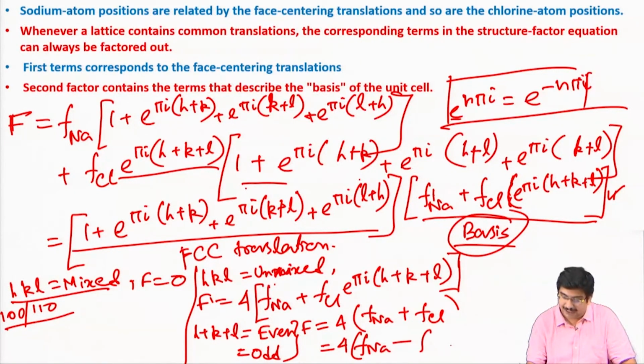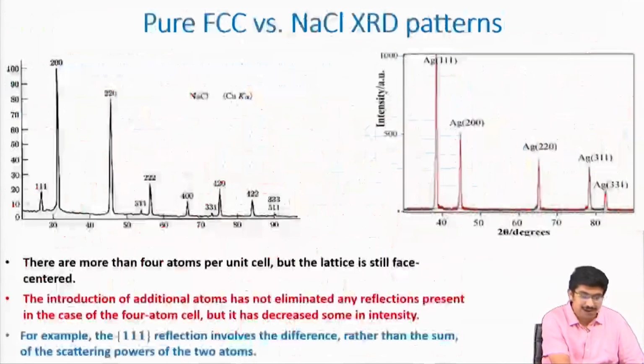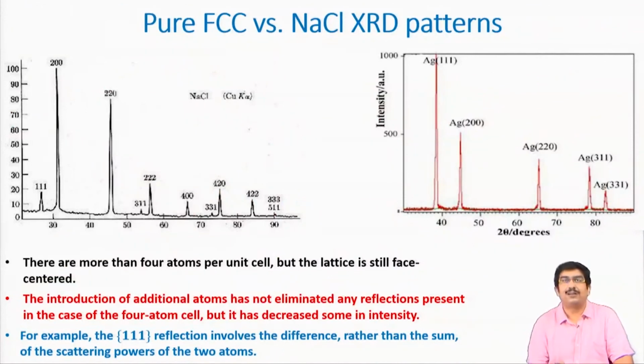minus f_Cl. Okay. So, that means we will have a modification in the intensity, even if it is an unmixed one, depending on whether H plus K plus L is even or odd, and we will have some modifications in intensity for an NaCl structure. So, let us now compare this pure FCC and the sodium chloride structure, and this will be far clearer now.